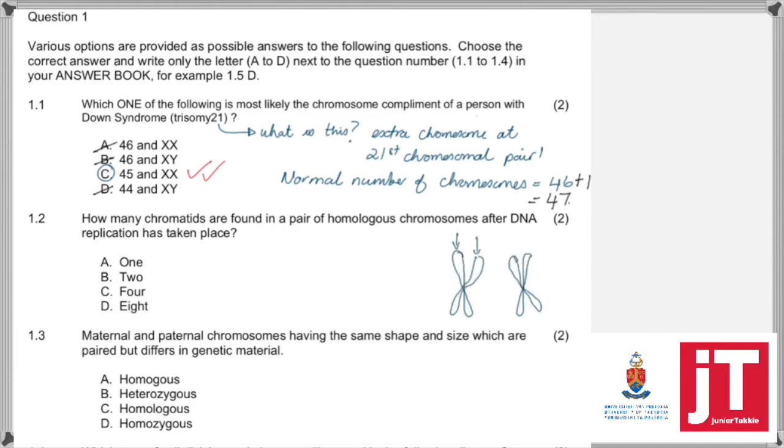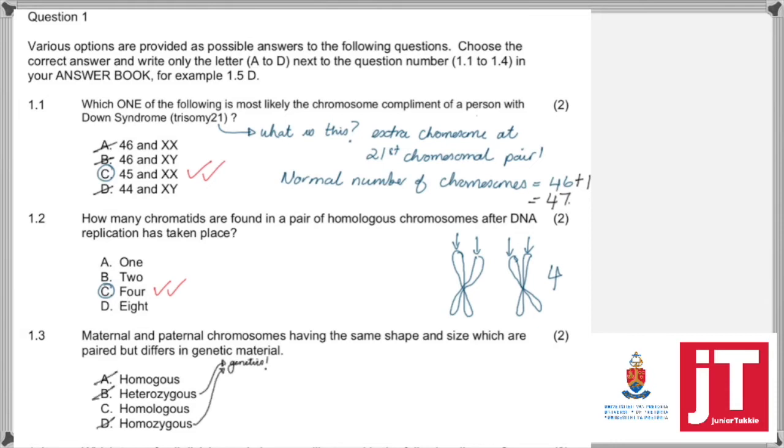Next question that we have a look at is how many chromatids are found in a pair of homologous chromosomes after DNA replication has taken place. So if we're looking at one homologous pair, we show replication, we do a quick sketch, we can see that we have two chromatids joined at a centromere, and in the other homologous chromosome, another two chromatids joined at a centromere. This means that we've got a total of 4 chromatids.